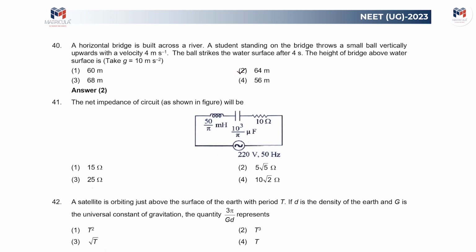Question number 41. The net impedance of the circuit as shown in figure will be. The answer is option number 2, 5√5 ohm.